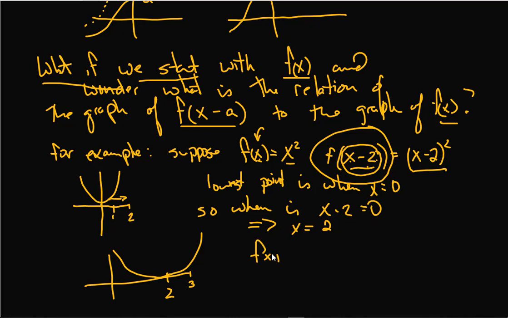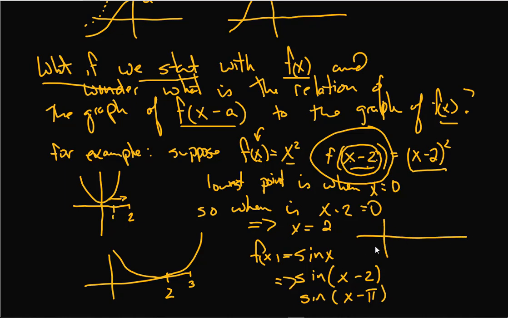For example, if f of x was equal to the sine of x, we could say, what about the sine of x minus 2, or if you wanted to be more in the realm of trig functions, you might say, what's x minus pi? But whatever, let's just do this one. So the sine function normally, the sine of 0 is 0, right? So it looks something like this.